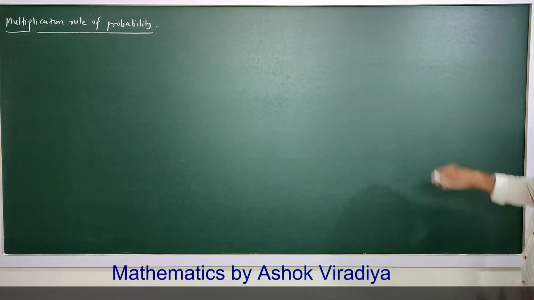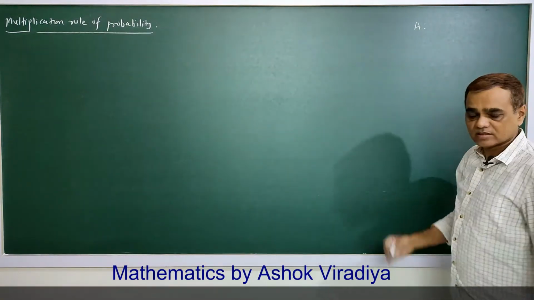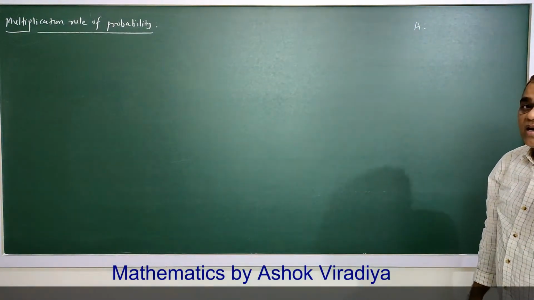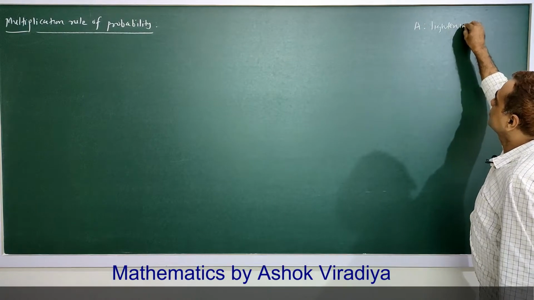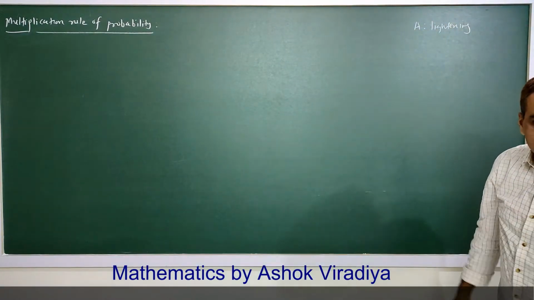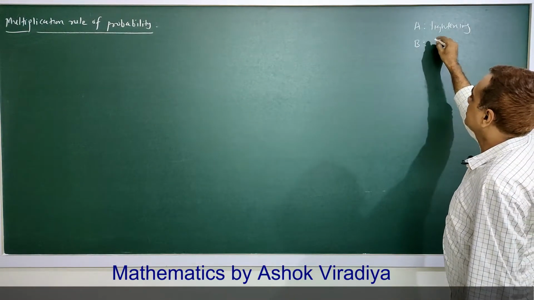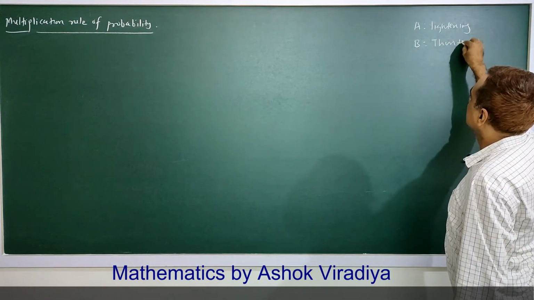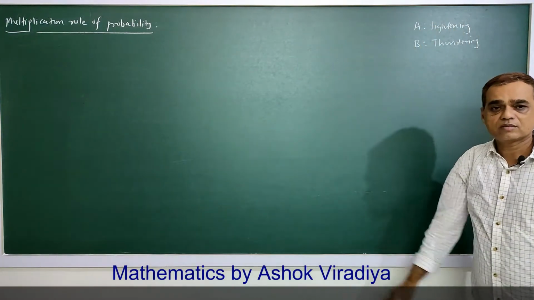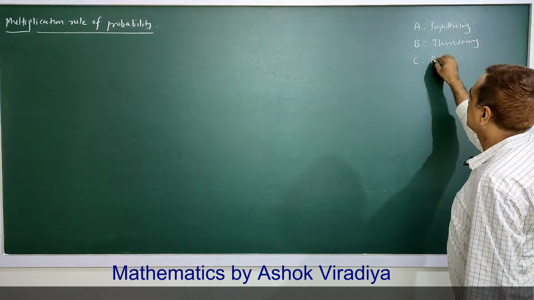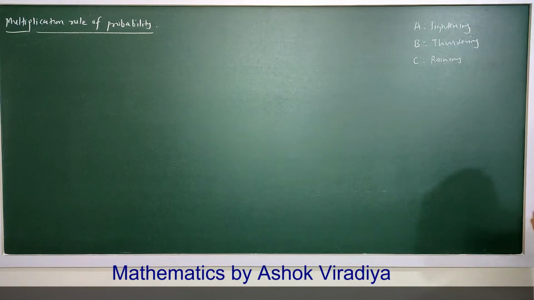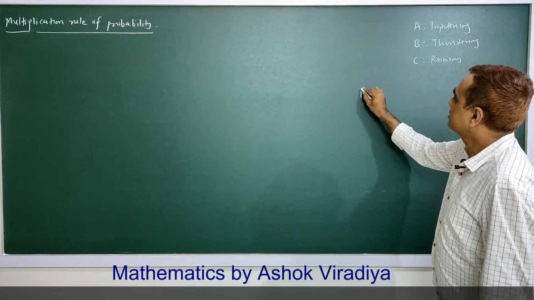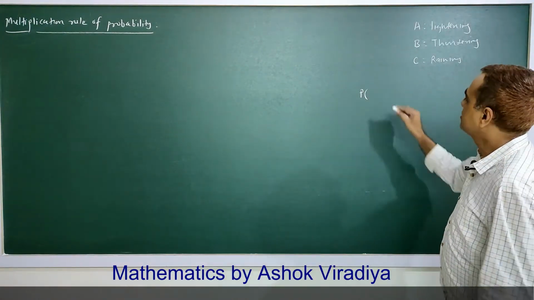We suppose three events. Let A be the event that lightning occurs in the sky, the event of lightning in the sky. B is the event of thundering. C is the event of raining. Now, using the example of these three events, I am putting here a symbol.